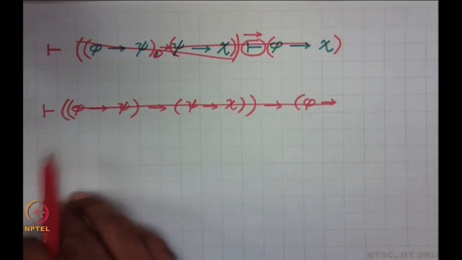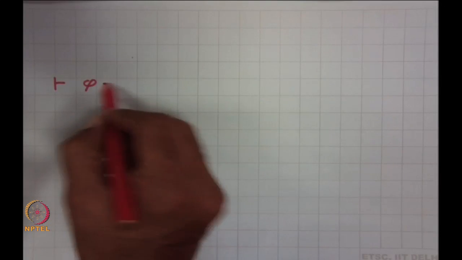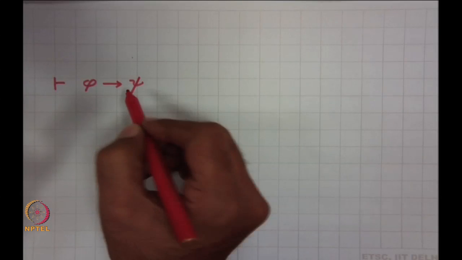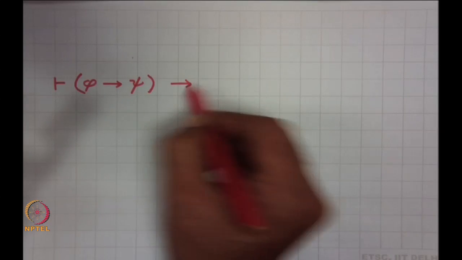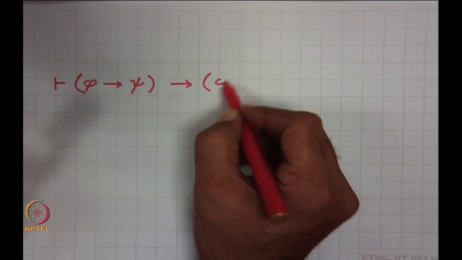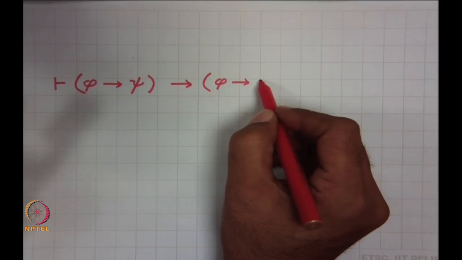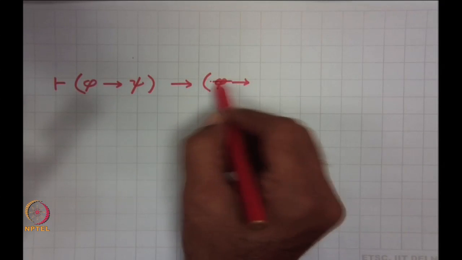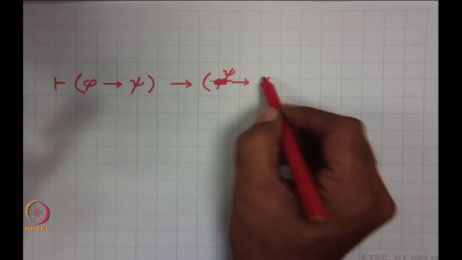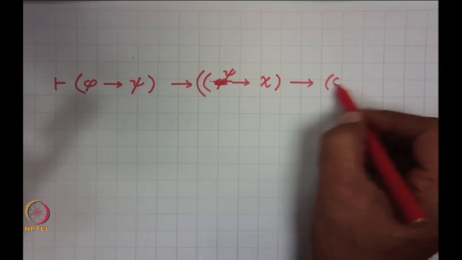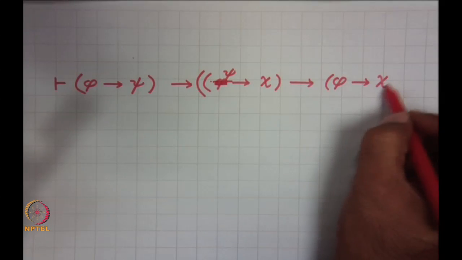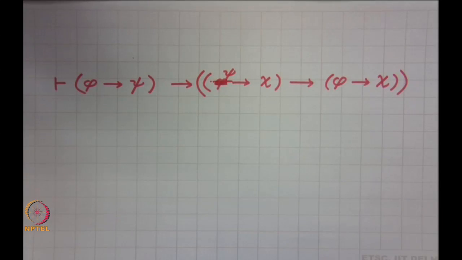So, if I were to write it as a formal theorem, I would have written it as phi arrow psi arrow, phi arrow psi arrow chi, arrow phi arrow chi. This would have been the formal theorem.